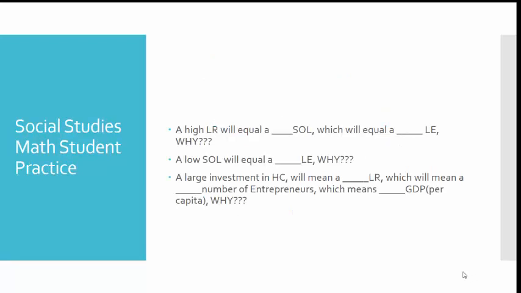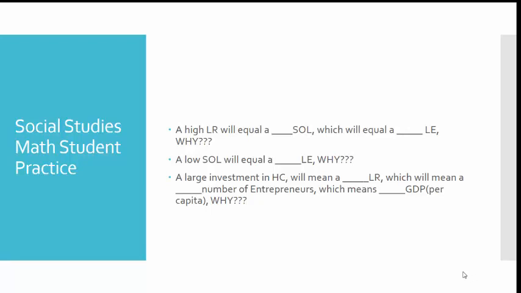Once you have gone over how to process what I call social studies math with the students, I like to give them a little practice. So shortening up the terms so you don't have to keep rewriting literacy rate and standard of living, such as a high literacy rate will equal a high standard of living, which will equal a high life expectancy, and then they have to explain why. So in the same manner that I did in the previous slide, they have to walk you through why a high literacy rate equals a high life expectancy.